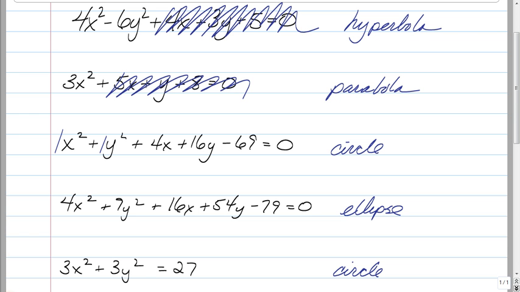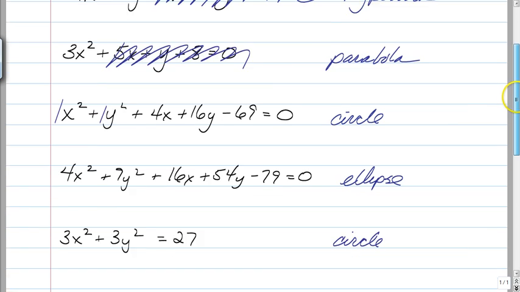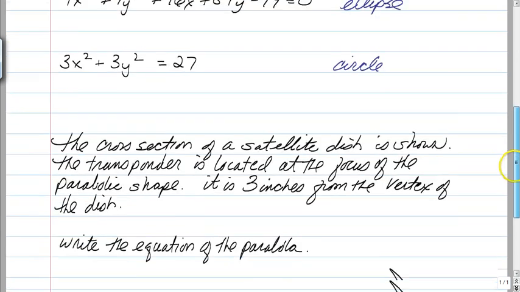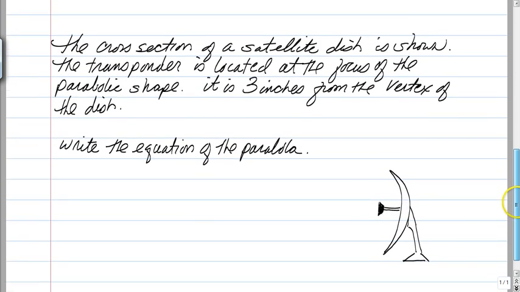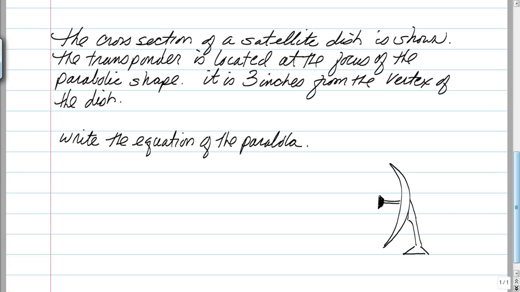Okay? So the second part to this video is how you would do a parabola word problem. We have the cross section of a satellite dish here. The important thing is just to know that this satellite dish is opening up sideways. It doesn't necessarily have to open up to the left. If you stood on the other side of the house, it would look like it's opening up to the right.